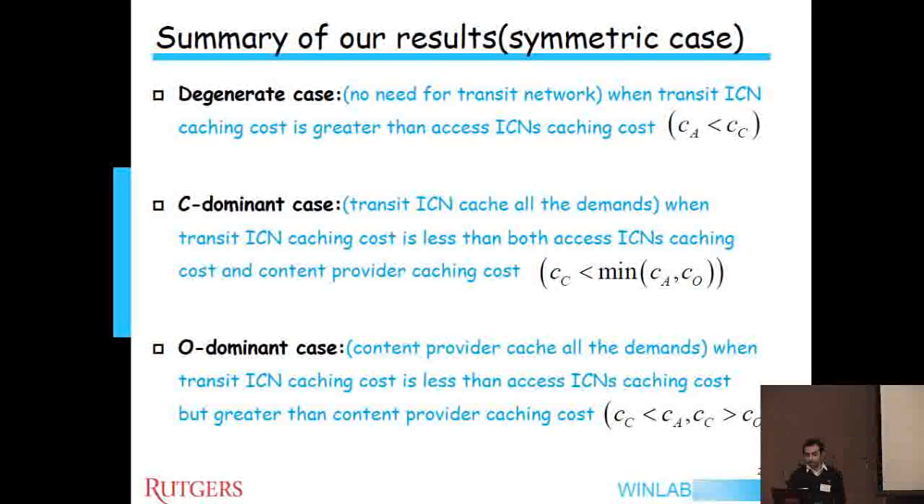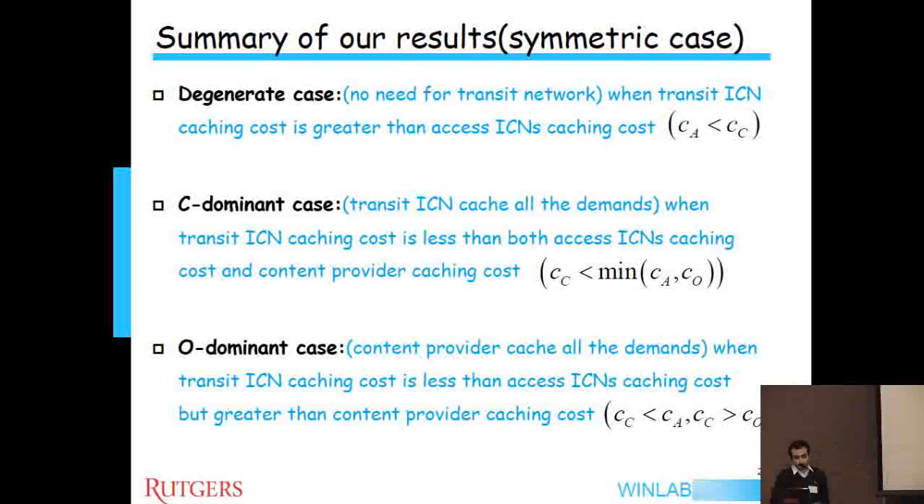And it happens when the transit ICN caching cost is less than both the access ICN caching cost and the content provider caching cost. And the third case is the O-dominant case, where the content provider will cache all the demands. And it happens when the transit ICN caching cost is less than the access ICN caching cost, but it's greater than the content provider caching cost.